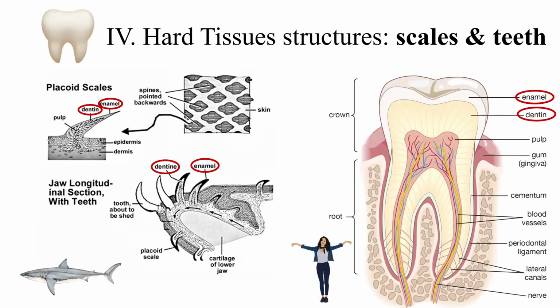And again, this is the thing I want you to see. A pulp cavity with a dentin structure coated in enamel. I've got that in my mouth. You've got that in your mouth. Sharks have it all over their body. Then sharks also obviously have teeth like we do.